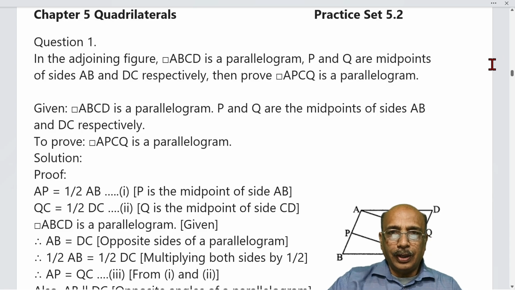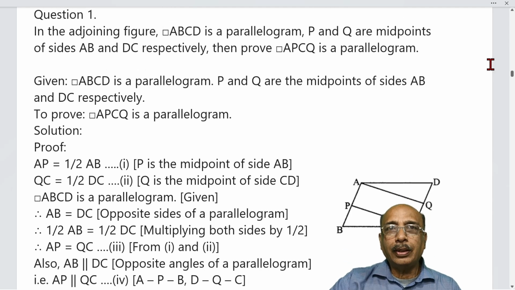Hello children, let us start with practice set 5.2. Question 1. In the adjoining figure, quadrilateral ABCD is a parallelogram. P and Q are the midpoints of sides AB and DC respectively. Then prove that quadrilateral APCQ is a parallelogram.